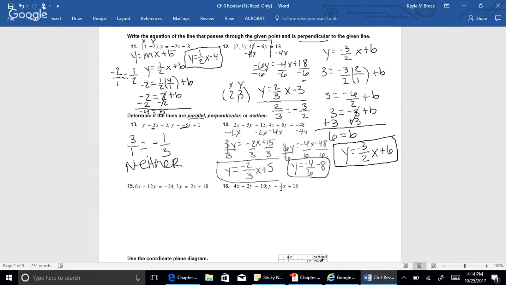Okay, so are these lines parallel, perpendicular, or neither? These are parallel lines. If you see, I have negative 2/3 and negative 4/6. So when you simplify 4/6 completely, you will actually get negative 2/3. So these are parallel lines. Okay, let's look at our next set of equations.